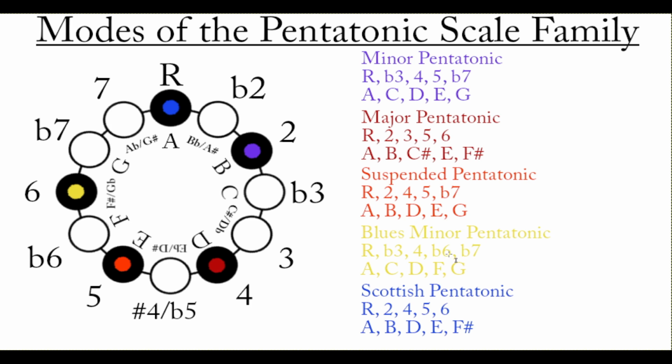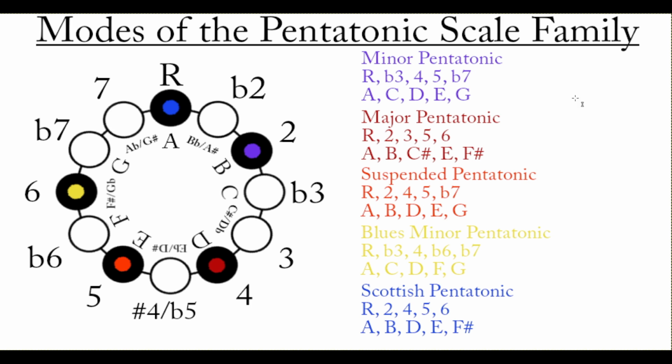Now, one point to make here is that any one of them can be considered the first mode. Whichever one that you're thinking of at a given time can be your first mode, and then all the others will fall into place. So as we did here, if we were thinking of minor pentatonic as our starting position, then that would be the first mode. And then major pentatonic is the second mode of minor pentatonic. Or we could say Scottish pentatonic is the 5th mode of minor pentatonic, right? That all makes sense because we can see them linearly.